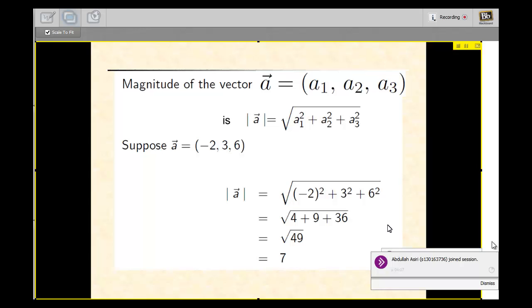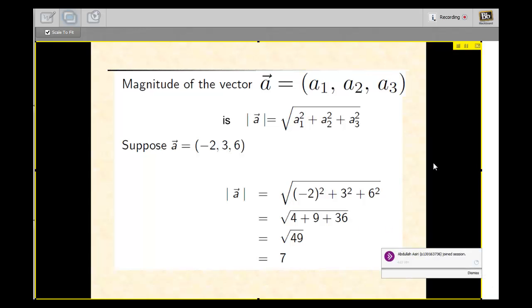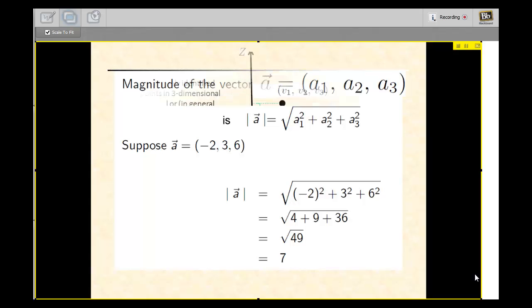Now similarly, how can we measure the magnitude of this vector? The magnitude of this vector can be obtained, as I told you in the previous lecture, by taking the square root of the sum of the squares. That's how you can take the magnitude of this vector.